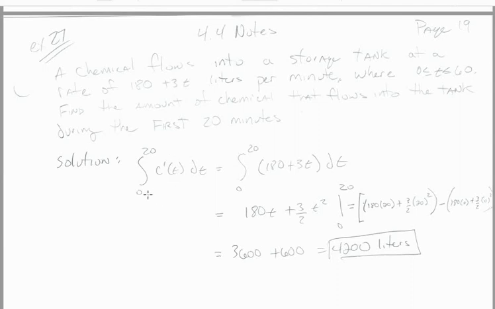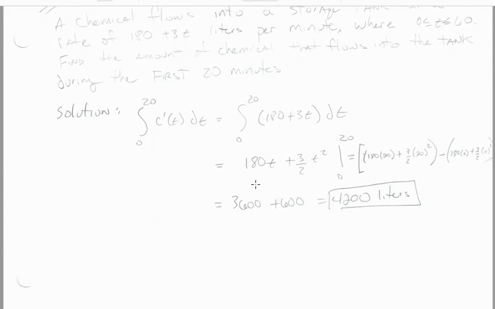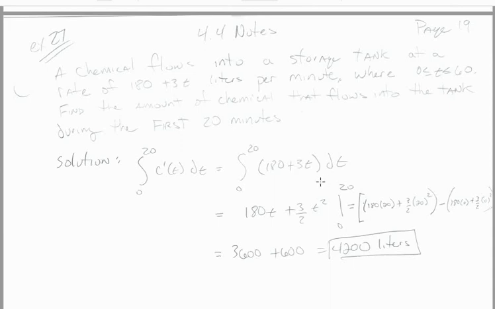So for 20 minutes, the integral from 0 to t of c prime of t dt is the integral of 180 plus 3t. All we have to do is find the antiderivative of 180, which is 180t, and the antiderivative of 3t, which is 3/2 t squared. Evaluate that from 0 to 20. Substitute in 20 and substitute in 0. You should get 3,600 plus 600 equals 4,200 liters. Essentially, to find the net change, you just evaluate the given integral.